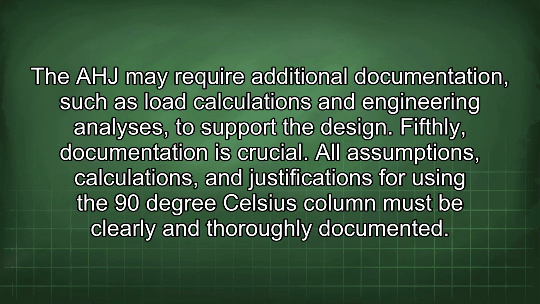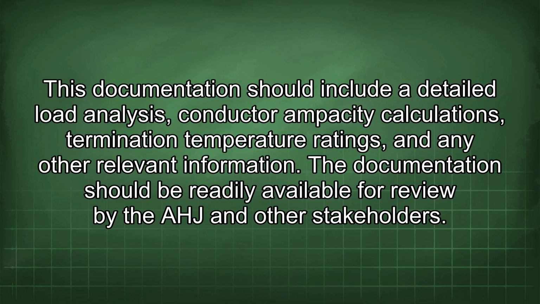Fifthly, documentation is crucial. All assumptions, calculations, and justifications for using the 90°C column must be clearly and thoroughly documented. This documentation should include a detailed load analysis, conductor ampacity calculations, termination temperature ratings, and any other relevant information. The documentation should be readily available for review by the AHJ and other stakeholders.